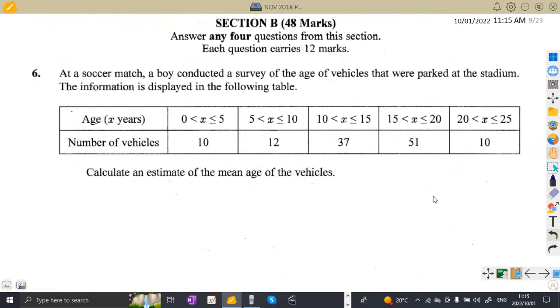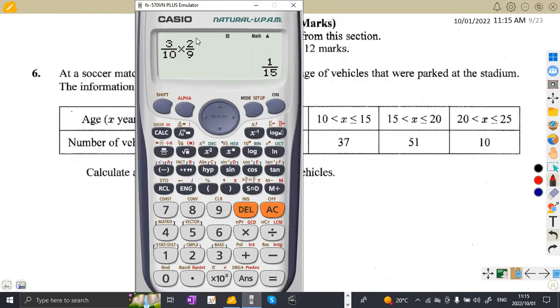As I talked about the mean, I told you whenever you're dealing with mean, you work with the class center, which is the midpoint of the given information. The class center times the frequency. The number of vehicles, this is your frequency. So you need the class center of each. What is the class center from 0 to 5? How do you find the class center? I told you, you add the lower class to the upper class, then you simply divide by 2. That's what you simply need.